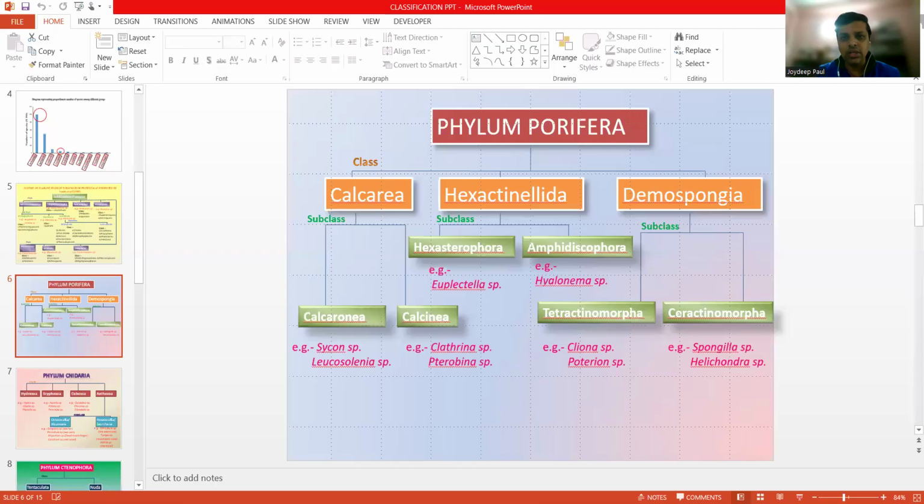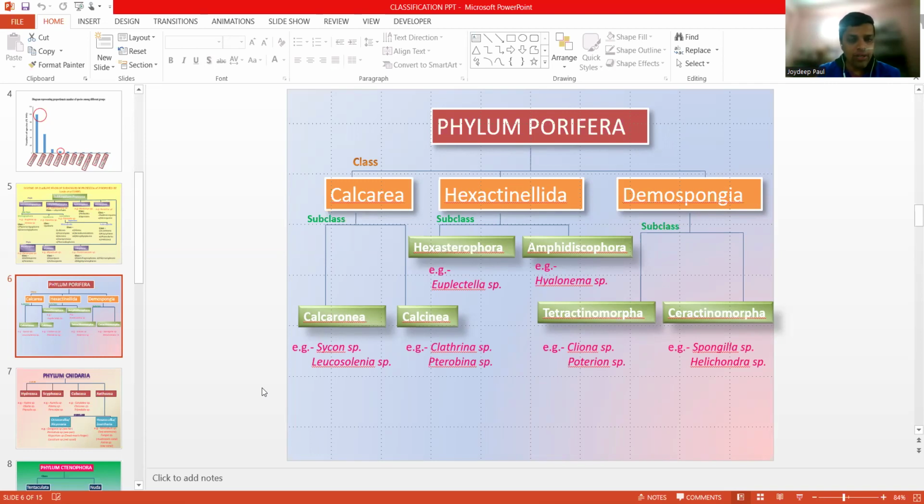So in this session, we will continue with the next phylum, that is phylum Porifera. So let me share my screen. In this particular session, we will start with the phylum Porifera, and after finishing it, we'll move into the next phylum.